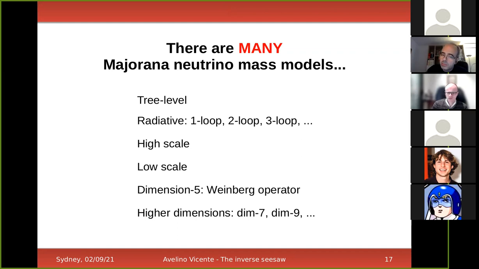But there are also models with new elements at lower scales, like the one that I will discuss later, the inverse seesaw. Also, there are models that produce neutrino masses at dimension 5 based on the so-called Weinberg operator, a very famous contribution by Weinberg. But there are also models that use higher dimensions, so dimension 7, dimension 9 operators. So there is a huge amount of models. I have never counted them, but I'm sure that it's in the hundreds.